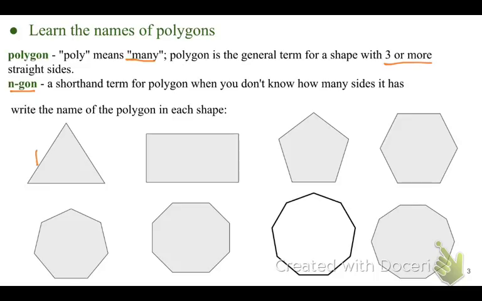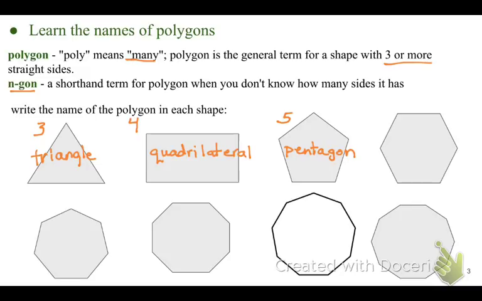So obviously the first shape is a triangle. Triangle has 3 sides. A quadrilateral has 4 sides. So this is quad. Quad is the Greek for 4. Okay, quadrilateral. And then the names start sounding really similar. So 5 sides is a pentagon. Penta is the Greek prefix for 5.